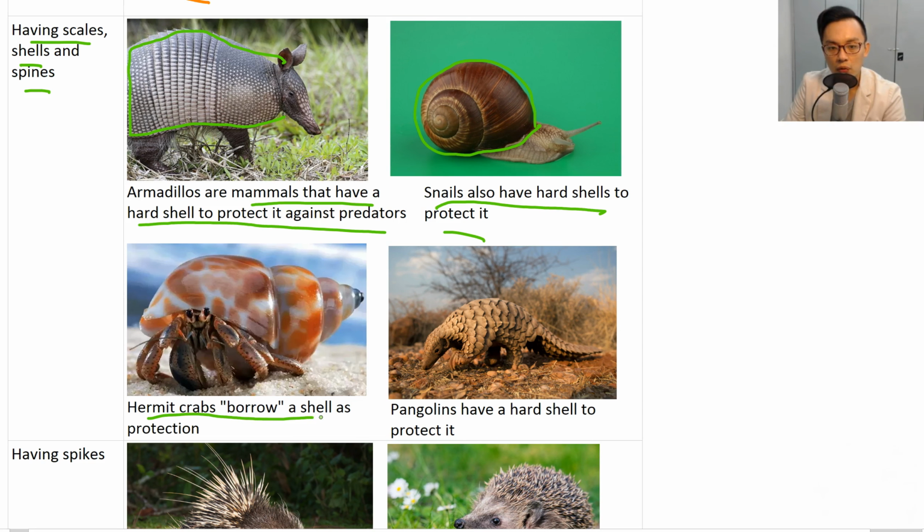Hermit crabs borrow a shell as protection. This snail shell actually belongs to the snail, it is part of the snail. But for a hermit crab, this shell is not part of the hermit crab. It borrows the shell from a snail somewhere else to use as its house. When it outgrows the shell, when it grows bigger than the shell, it needs to find a new shell. Pangolins also have hard scales to protect them. These are all the hard scales that the pangolin has.